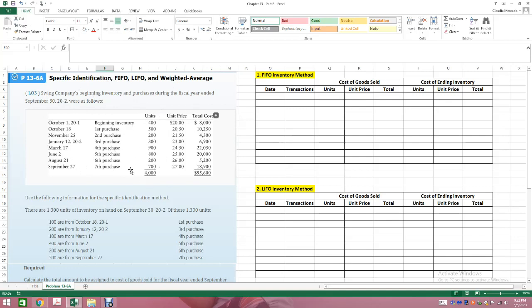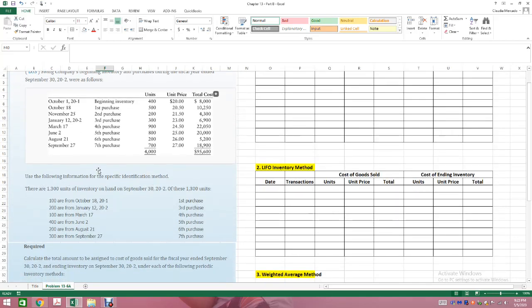So during the year, they purchased 4,000 units, and they paid $95,600. This is the cost. This is the total units, okay? Now, it says use the following information for specific identification method, okay? Then they give you certain information, and this information is only going to be used for the specific identification method calculation, okay? So that's very important that you understand the problem before you even start trying to figure it out, okay? So this bottom section is only going to be used for when we get to part D, I think that's part D, the specific identification method.